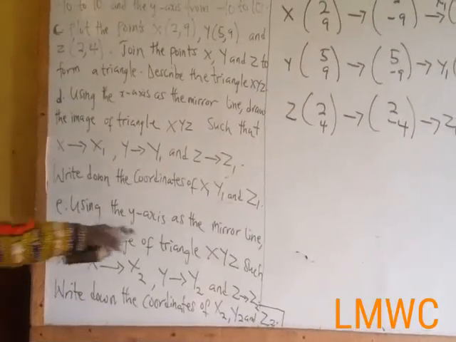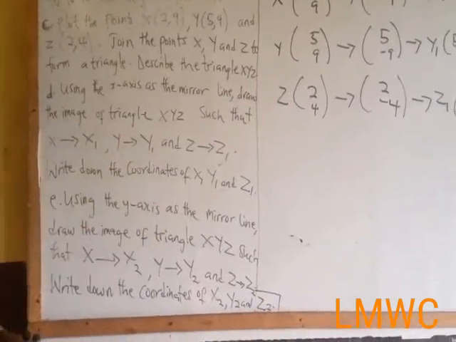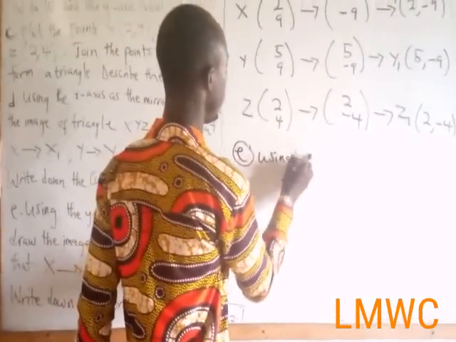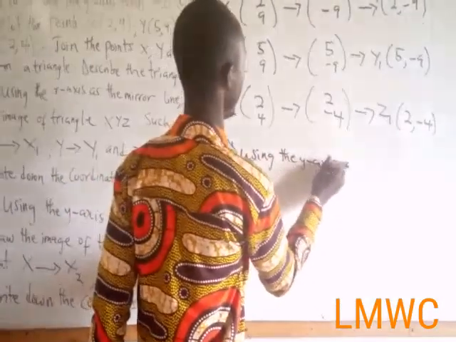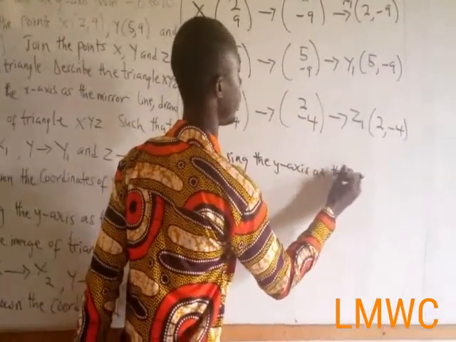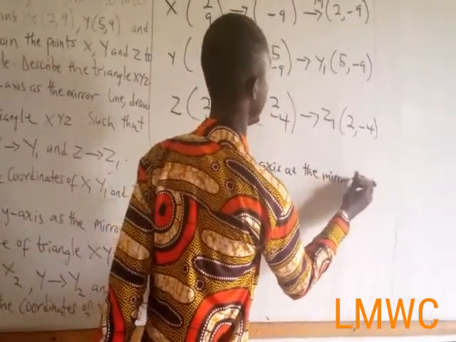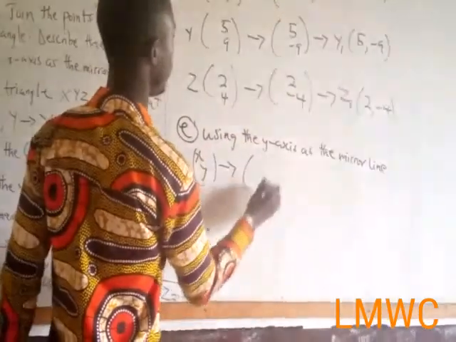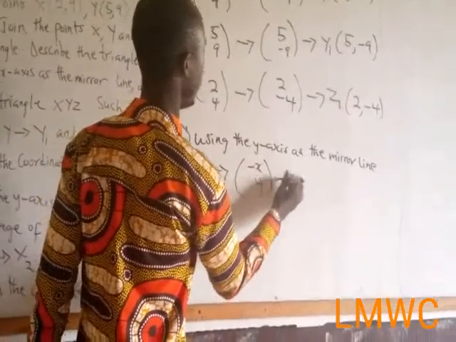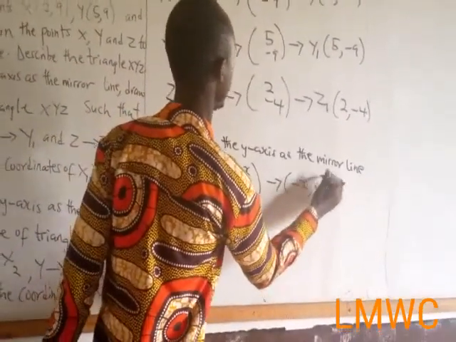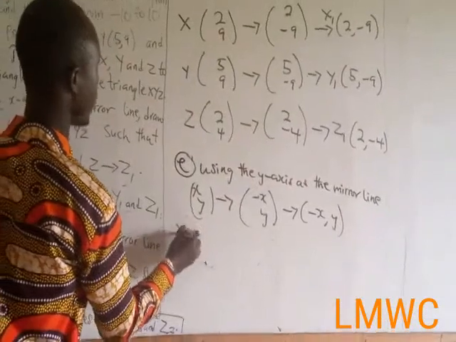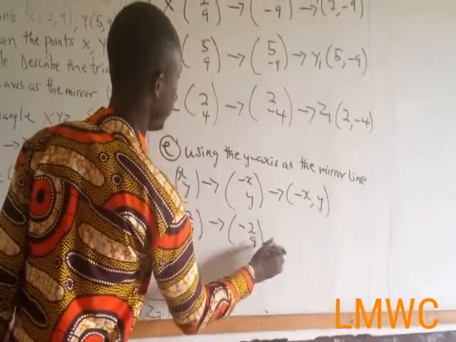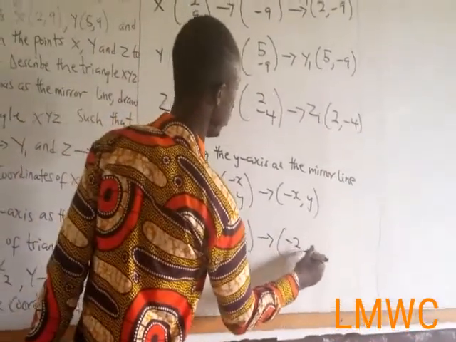G. Using the y-axis as the mirror line is the same as reflection in the y-axis. So using the y-axis as the mirror line, it becomes (x, y) maps to (negative x, y). So you leave it in coordinates. So let's take X. X is what? (2, 9). So you have (negative 2, 9). You leave it in coordinates.